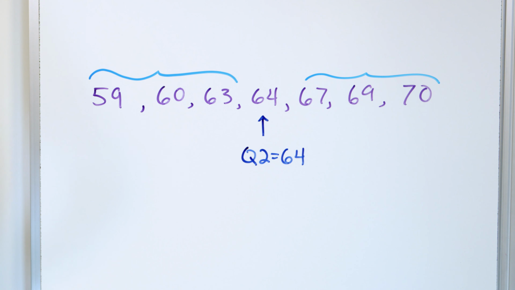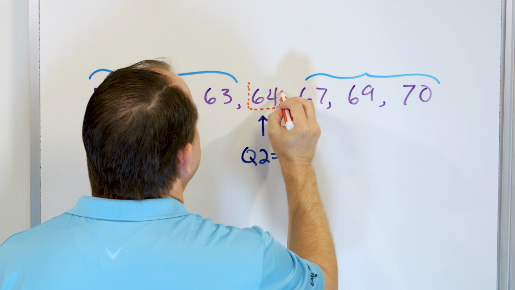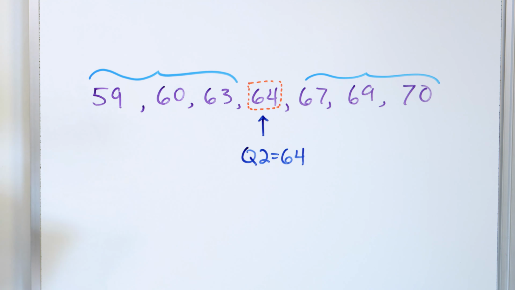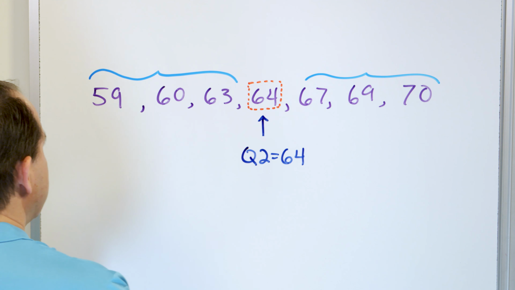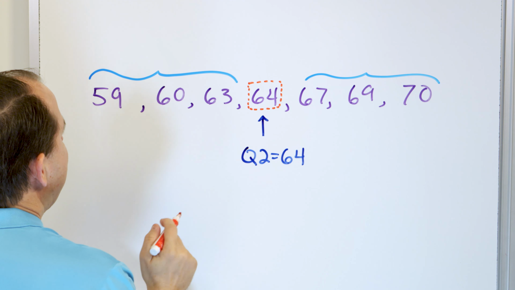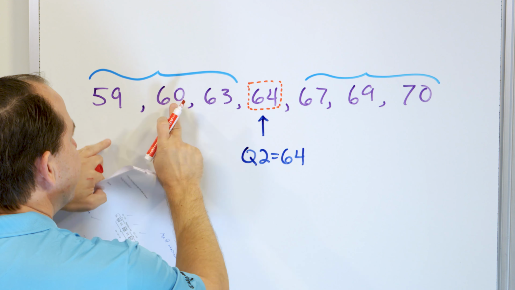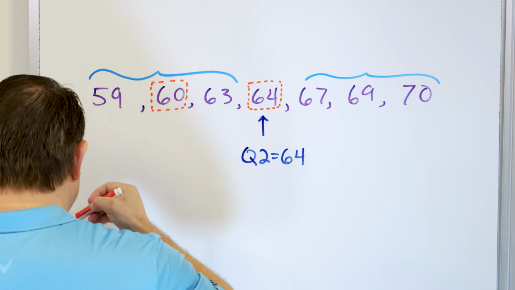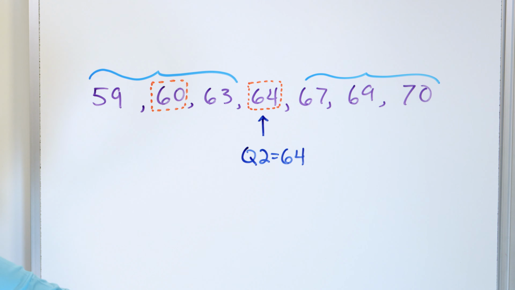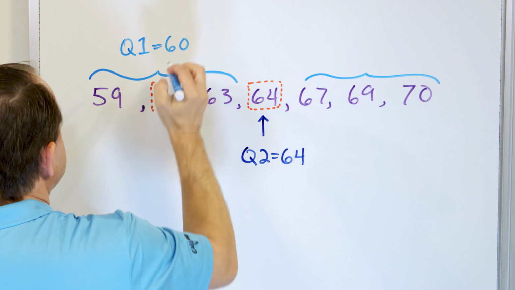And because it's one of these special numbers, I'm just going to circle this, just so we remember, hey, that's the center of the data set, 64. We call it the median, but now we rename it, we call it Q2. Now we turn our attention to over here, and we look at only these three numbers, and we find the median of this, which is the center number, which we can just read right off as 60. And then we can say that Q1 is equal to 60.